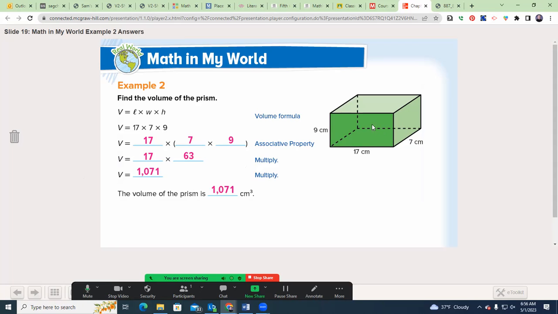So these two, it doesn't matter that they aren't the base, to be completely honest with you. We're just pretending now that 9 and 7 might have been the base and this is the height. It really doesn't matter how we group them. You're going to get the same answer. This is, again, where calculators, like I said, might be useful. Or you can use your standard algorithm and you get 1,071 cubic centimeters.